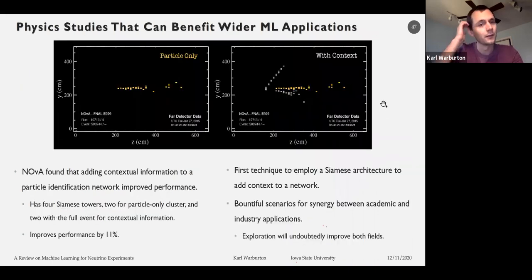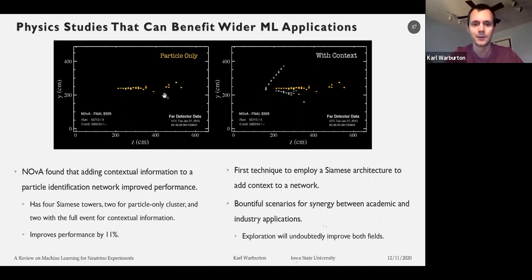And then finally, we've also made advancements in the benefits that providing context to your network provides. So we found that adding contextual information to a particle identification network improved performance. So if you are trying to identify this particle here, we found that by providing that contextual information of the whole interaction itself, it improved performance by 11%.